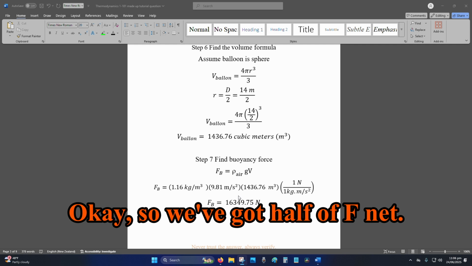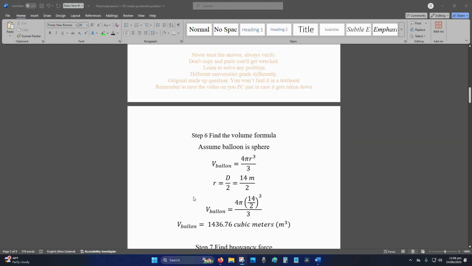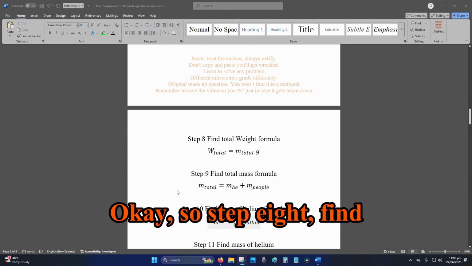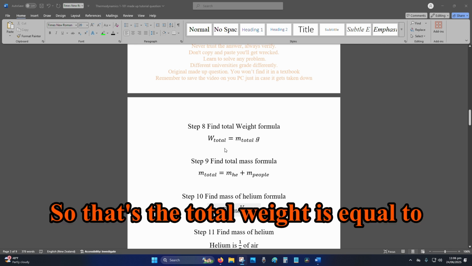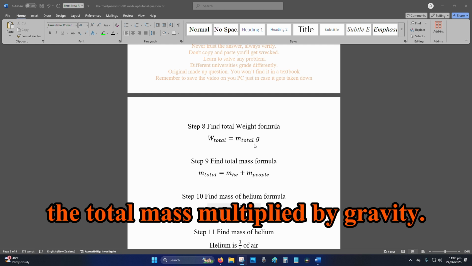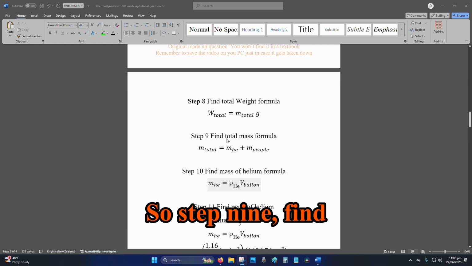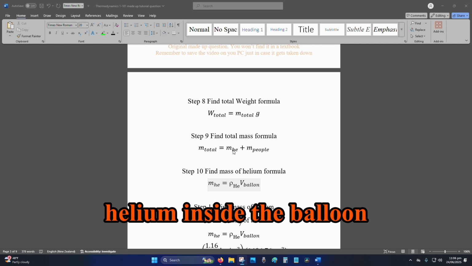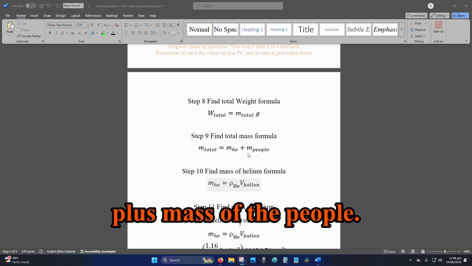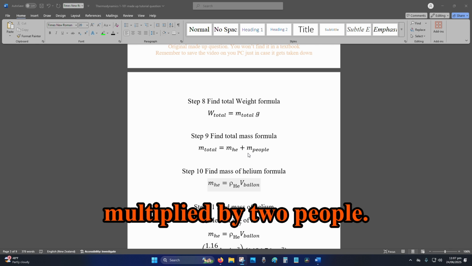Okay, so we've got half of F net. So now we need to find the weight. Okay, so step 8, find a total weight formula. So that's the total weight is equal to the total mass multiplied by gravity. So step 9, find the total mass formula. So the total mass is the mass of the helium inside the balloon plus mass of the people. So mass of the people is easy enough. That's just 86 kilograms multiplied by 2 people.